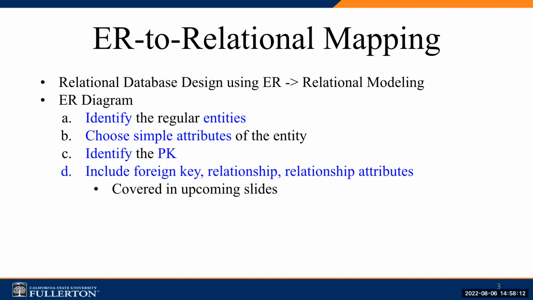Next up is including the foreign key, the relationship, and any attributes of the relationship itself. A quick note, you can have attributes coming from an entity as well as attributes that are associated with a relationship. So keep that in mind when you start constructing the relational model conversion.